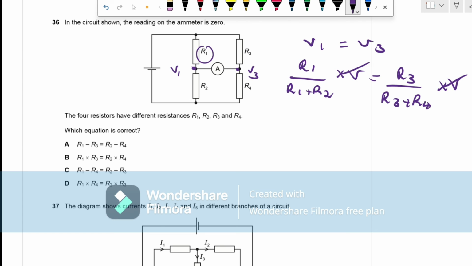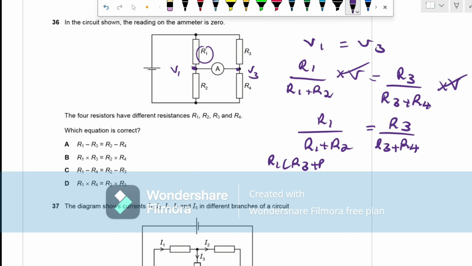These are going to cancel out. I'll be left with R1 over R1 plus R2 is going to be equal to R3 over R3 plus R4. So I'm going to have R1, which is going to be R3 plus R4, which is going to be equal to R3 times R1 plus R2. So I'm going to have R1 R3 plus R1 R4 equal to R1 R3 plus R2 R3.